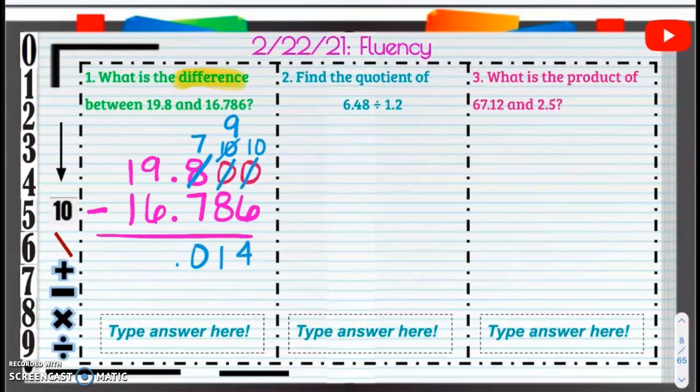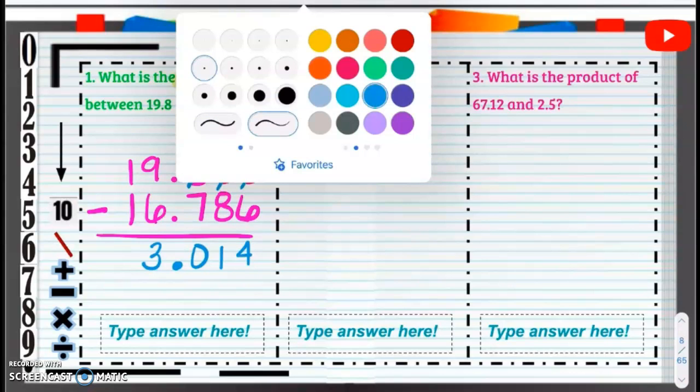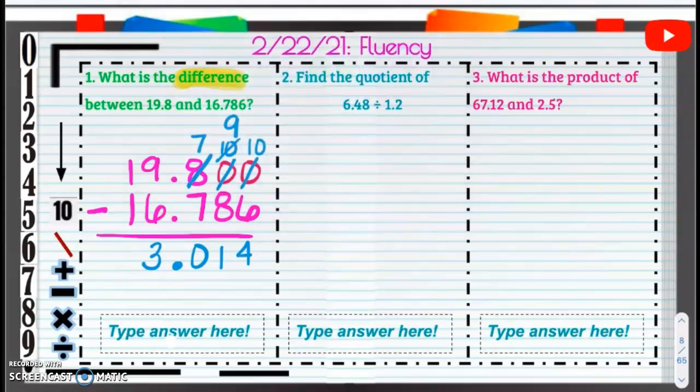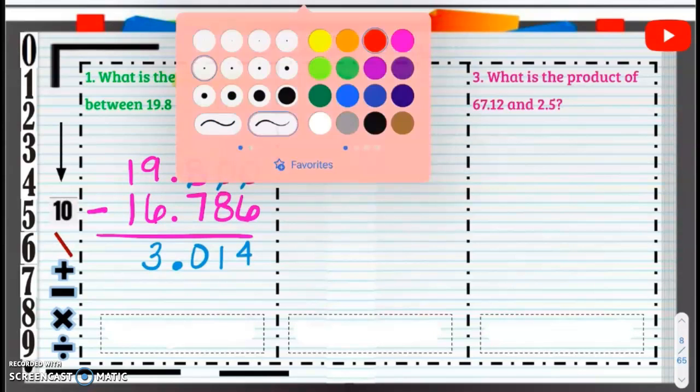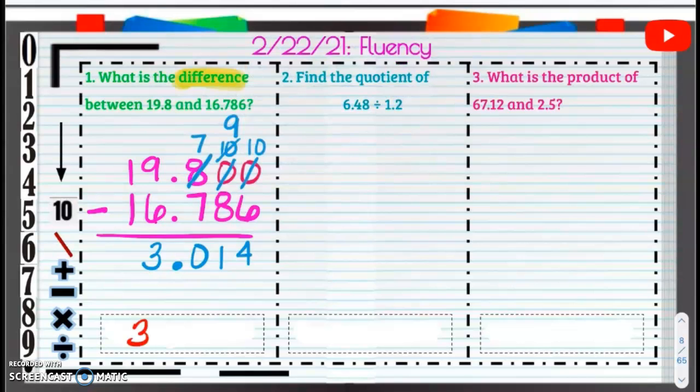Drop that decimal, drop it like it's hot. 9 minus 6 is 3. And 1 minus 1 is 0. So our answer is going to be 3 and 14 thousandths. So 3.014. Let me write that down here for us. 3.014. All right, let's see the next one.